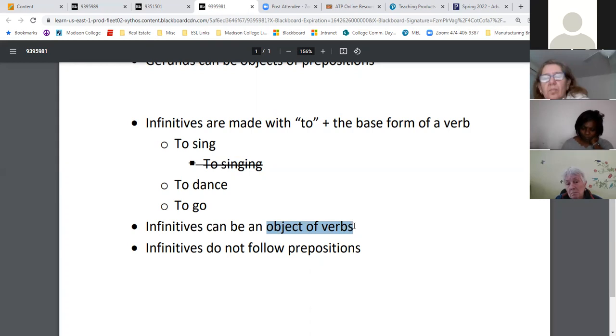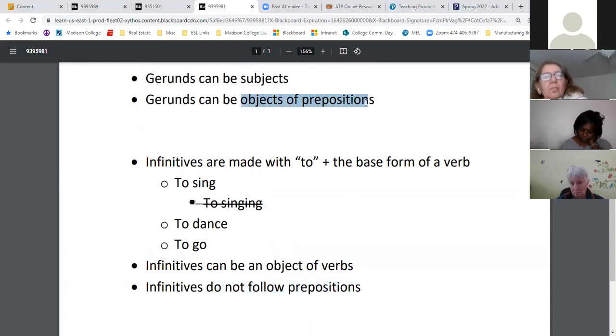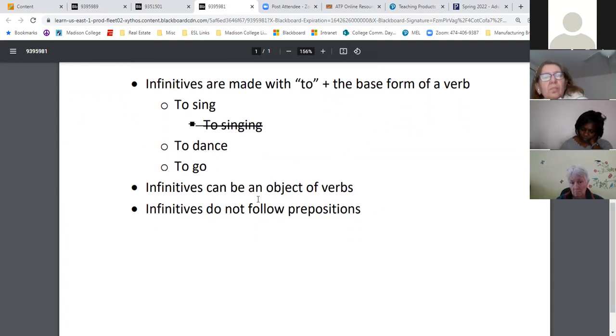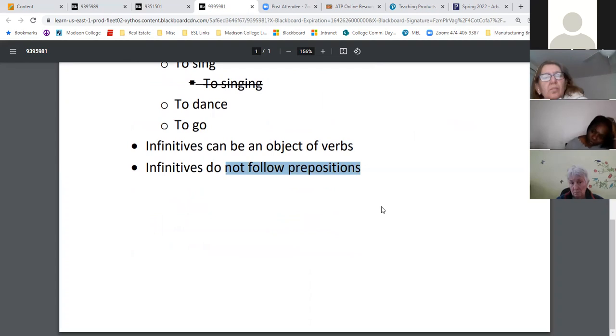They are objects of the verbs, and infinitives do not follow prepositions. So prepositions are words like at, of, in, on. A gerund can follow a preposition. It can be an object of a preposition, but an infinitive cannot be the object of a preposition.